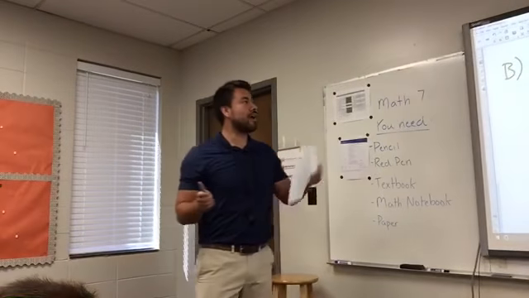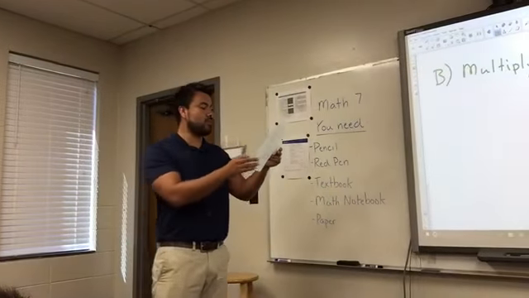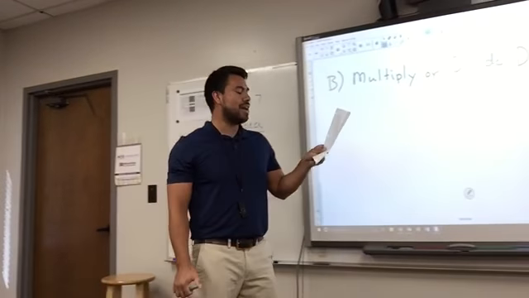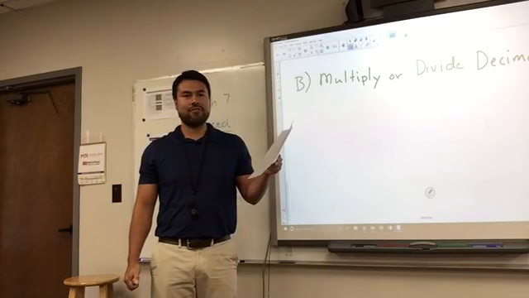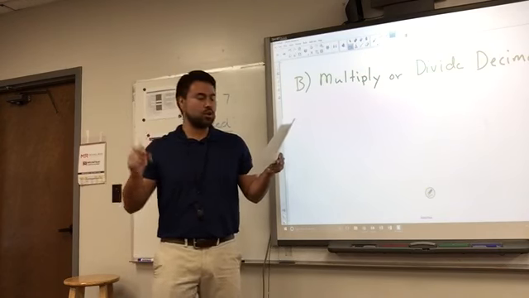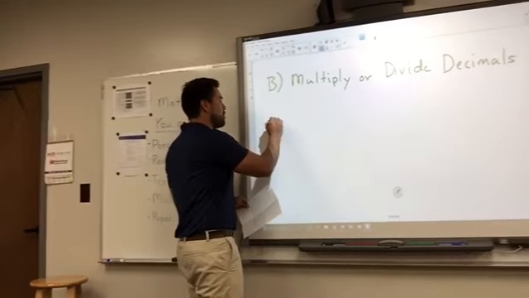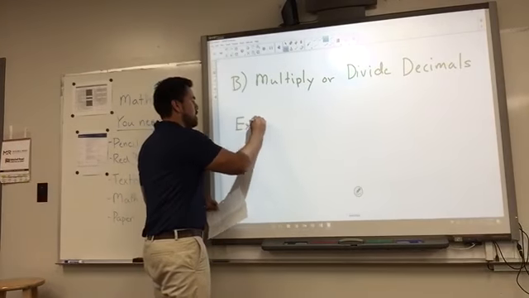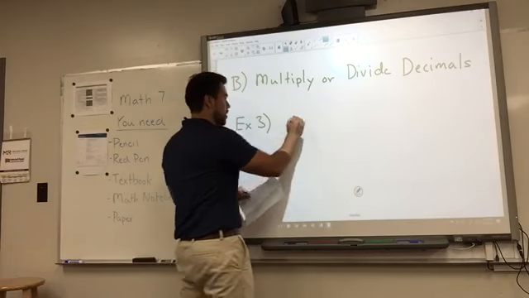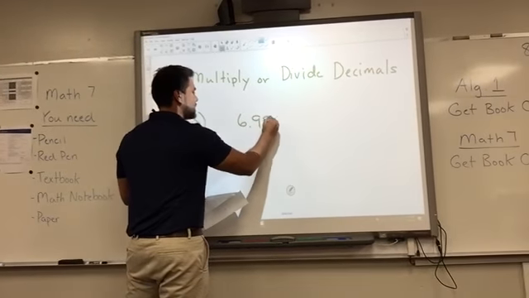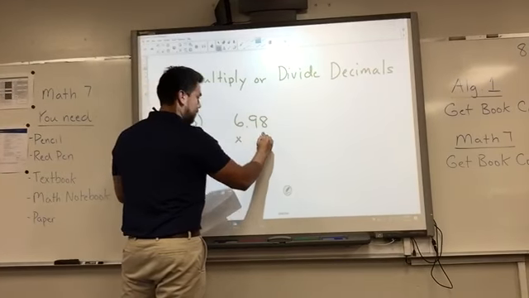So we're going to look at multiplying first with the first example. Do you see where it says multiply 6.98 by 5, or 5 by 6.98? We're going to do that problem. So that's example number 3. And we're going to go 6.98 multiplied by 5.